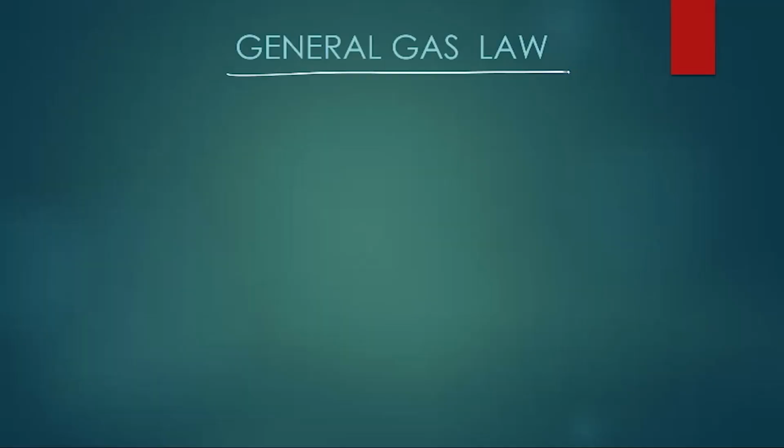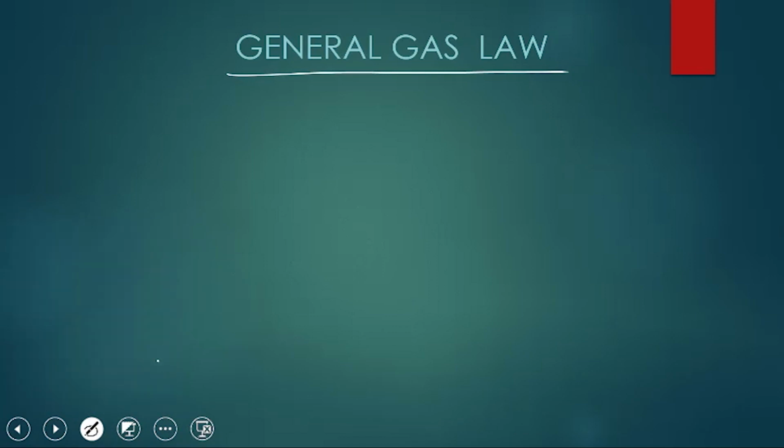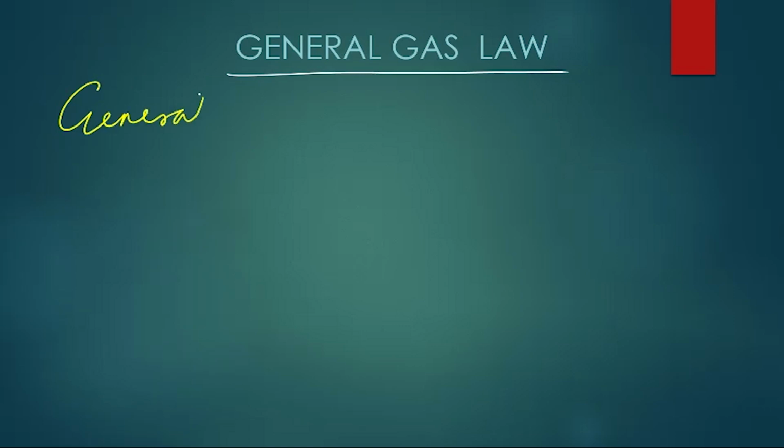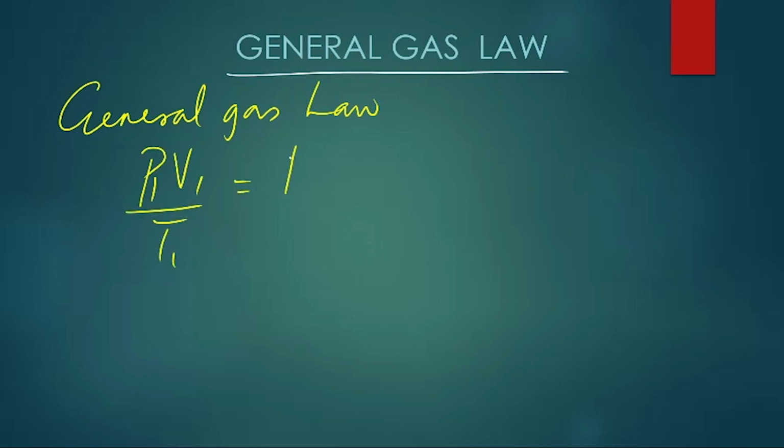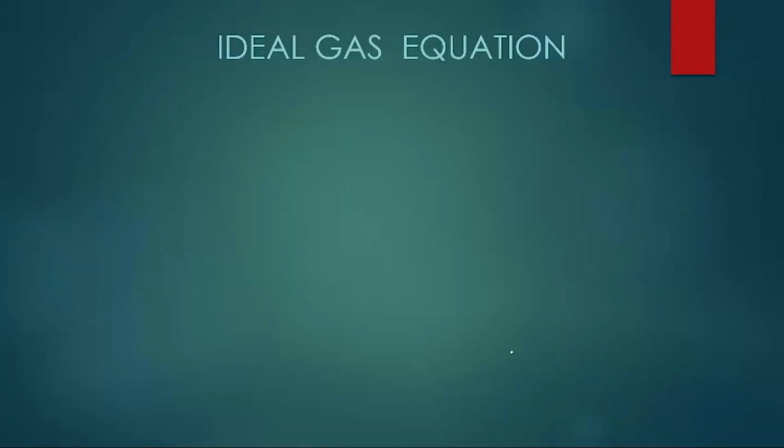Now, under this topic too, we have to consider what is called the general gas law. Now, the general gas law tends to combine Boyle's law, Charles' law, and also the pressure law. And for that reason, we have the general gas law as P1 V1 over T1, which is equals to P2 V2 over T2. So this is the general gas law, and we shall be making use of this general gas law to solving problems as we proceed.